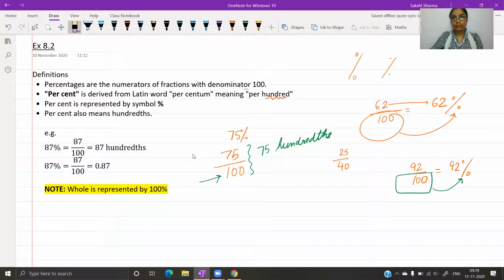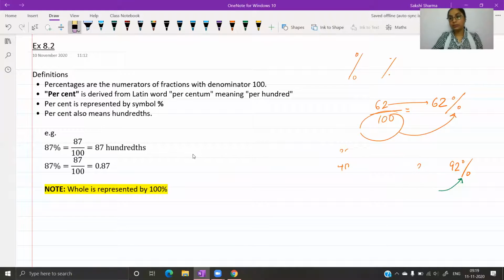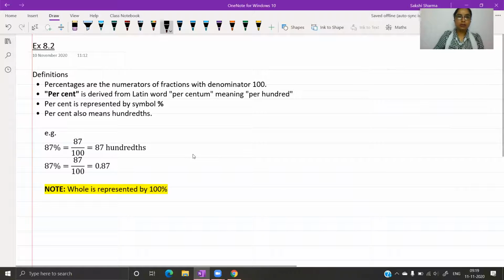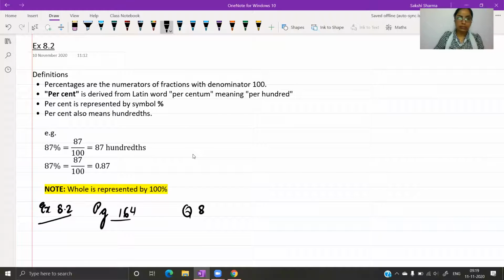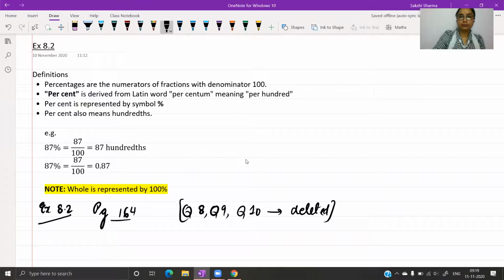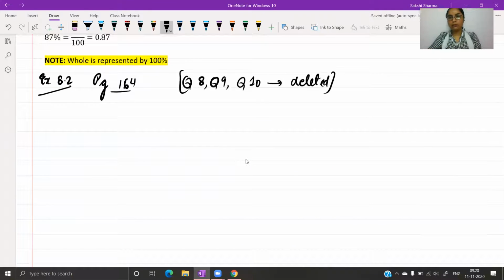I would like to start with the exercise. The very first question is based on this, to convert the fractional numbers into percentage. So I will just go over those questions. I think that will help you out. Give me a minute here. Okay. So we have exercise 8.2. It's on page number 164. Please mark the questions which are deleted. Question 8, question 9, and question 10. These are deleted. We have to do the first 7 questions. So I've already sent you the PDF. You can leave one page if you have not noted these down already. If you have done, you can just start with the exercise with me.